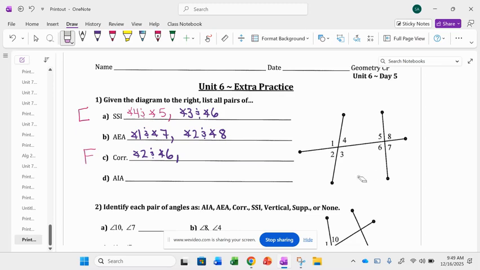Is there another F? Any other pairs of corresponding angles you were able to find? 5 and 1, perfect. This is an F that's laying on its back. Right here. There's more. 8 and 4, perfect. Right here. You got it. And the last one is 3 and 7.